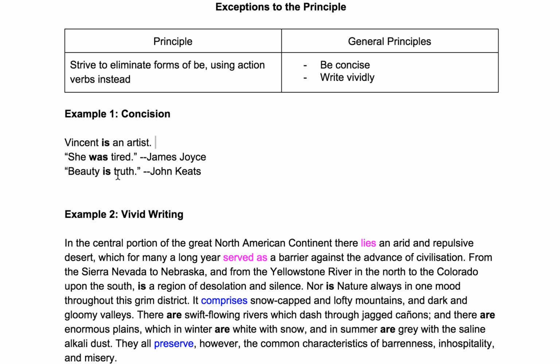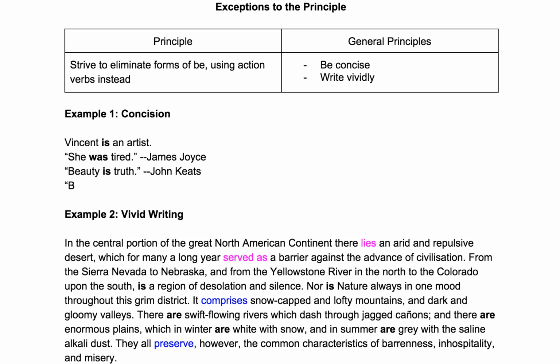And this last one, "Beauty is truth" by John Keats. Again, we need the form of be in order to make the point. If we just said "beauty, truth," for instance, we would sound, if you're used to English, fairly barbaric. Okay?